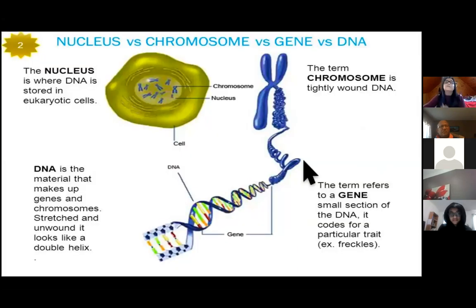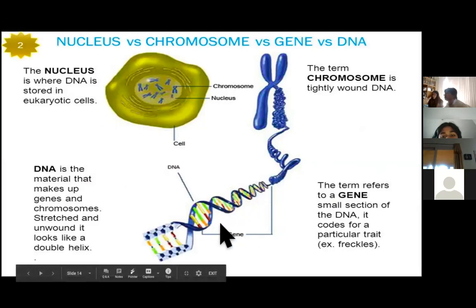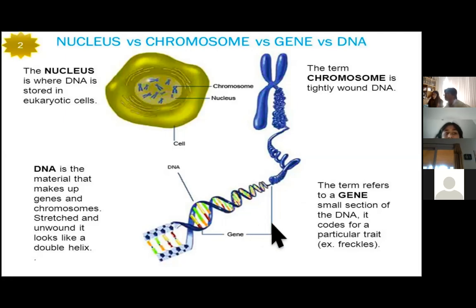So within the nucleus, you have your genetic information. So it's where DNA, which is our genetic information, is stored. And DNA is not only our genetic information, but it also provides sort of like a blueprint for our cells to perform their functions. So if you can see from this diagram, it's a very good diagram. It shows that this is a chromosome, which is a tightly wound DNA. And basically, this part is a gene, which is a small section of DNA that will code for a particular trait in a person, like freckles.